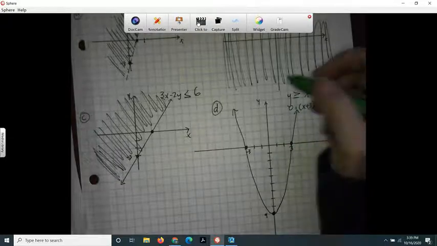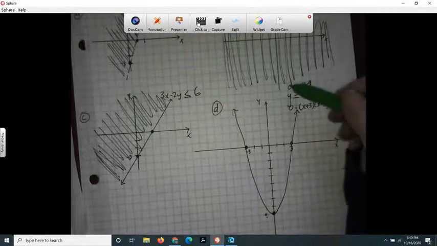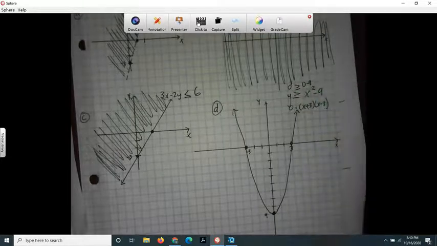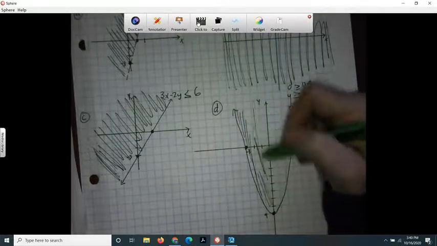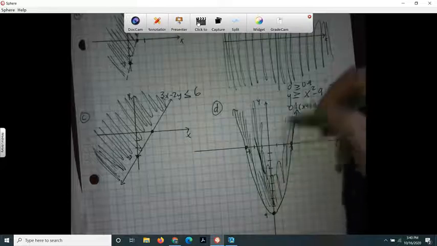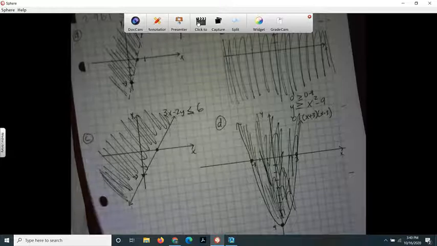So if I plug in a 0 here, is this a true statement? Is 0 greater than -9? Yes. So I am going to shade inside here. Okay, and then did we do everything that it asked? Yes.